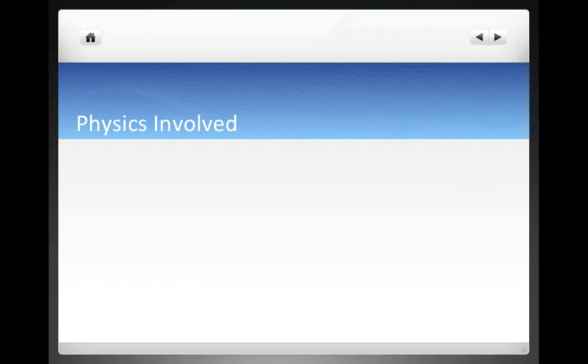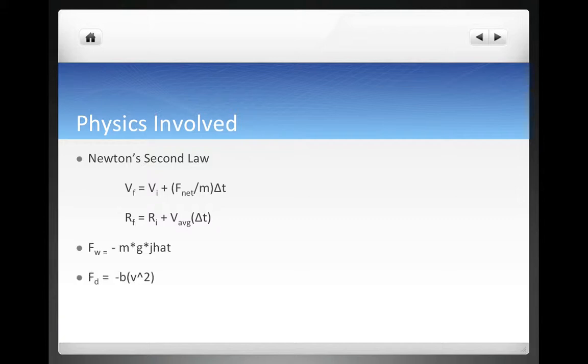First and foremost, let's take a look at the physics involved. We'll be using two forms of Newton's second law, which you can see on the screen now. The first one being especially important as it deals with net force. The next two formulas were used to calculate the net force acting on the ball. We will talk about how we calculated the constant b in the drag force equation a little later.